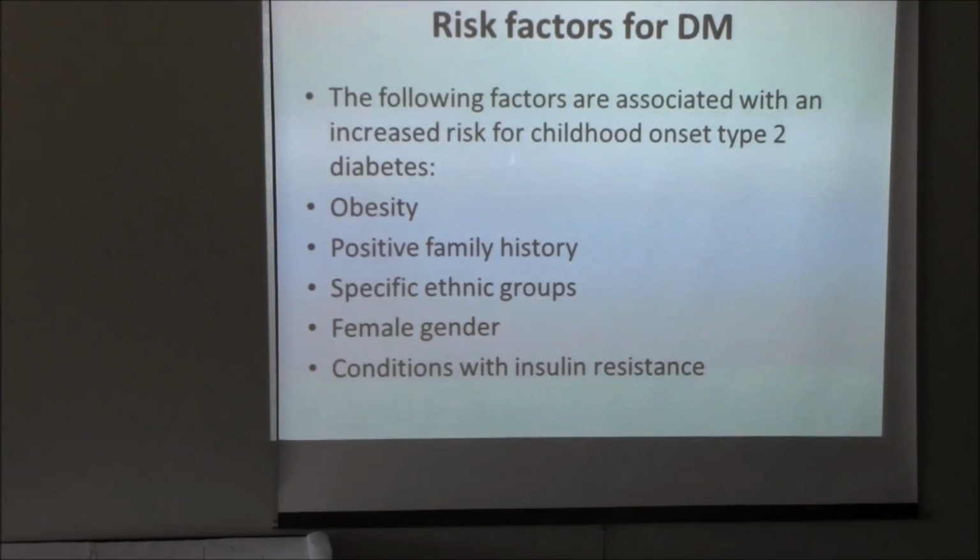Positive family history, specific ethnic groups, things like Black Americans, Indian, Asian populations are groups of people that would be more at risk for diabetes. Female gender, I don't know why that is. And conditions with insulin resistance like we talked about.